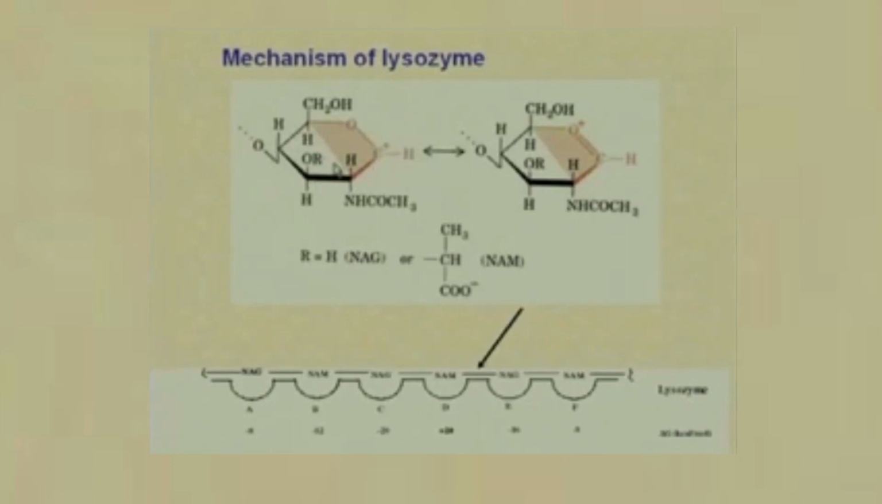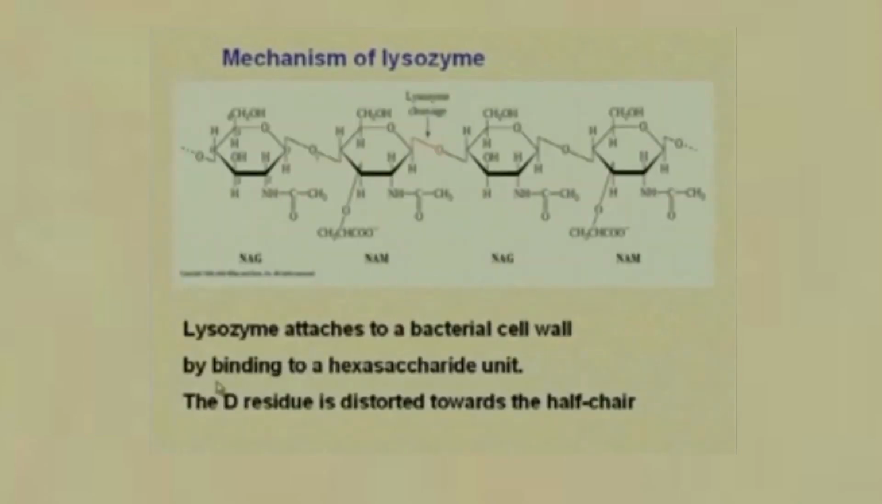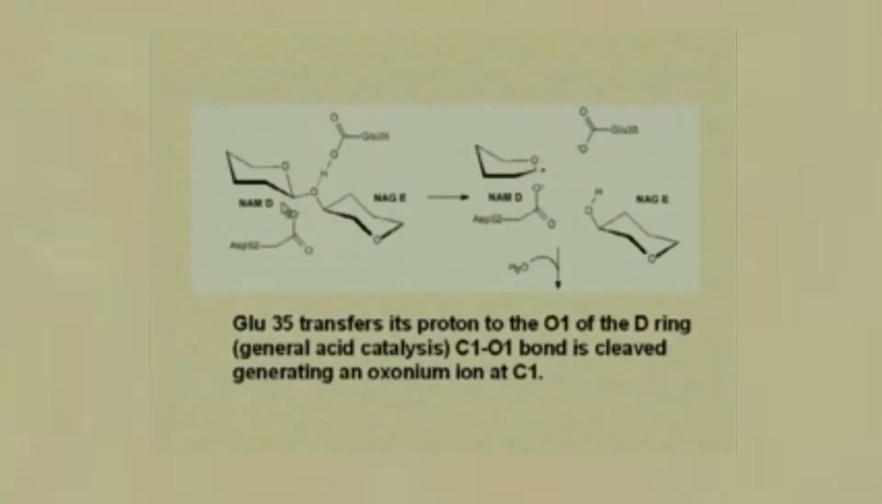The D residue, which is where it is going to cleave. What do these 6-membered cyclic chains form? They can have a boat conformation or a chair conformation. Okay? So the stable conformation is the chair conformation. Now the D residue distorts towards the half chair. When the NAG-NAM hexasaccharide unit fits into the active site groove of lysozyme, the D residue is distorted towards the half chair formation. So what do we have? We have a NAM and a NAG. These are the sugar units. Okay? It is originally in the chair form. Why? Because the chair form is stable.